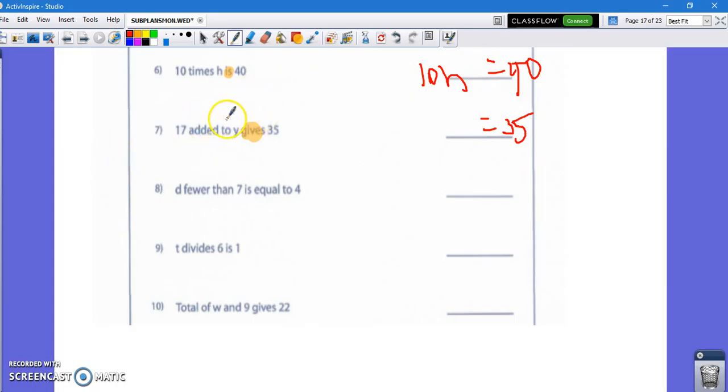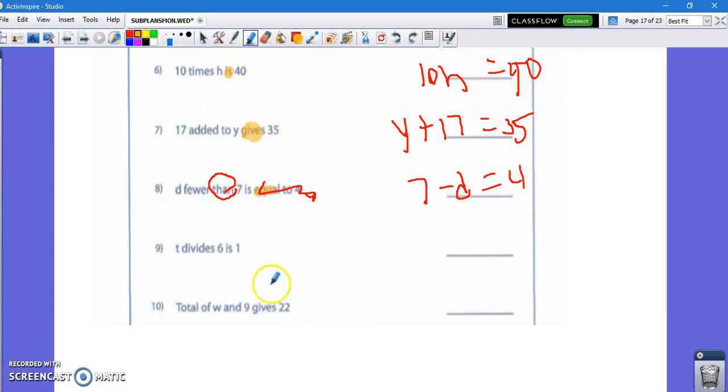Now I have 17 added to y. So 17 added to y. Starting with y, add 17. Next one, equal to 4. So now I have equal to 4. That takes out the equal part. D fewer than 7. So D fewer than 7. Keyword than, meaning at the end. D fewer than 7 equal to 4. Next one is, and then I have a 1.